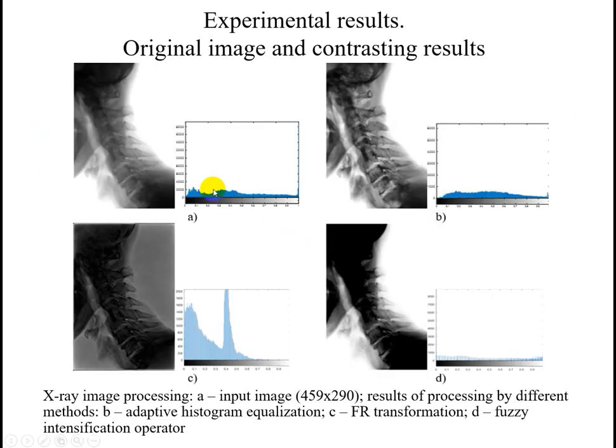Here we can see one of our source images. It is an X-ray image of part of a human spine. And here is a histogram. As you can see, this is a low contrast image with 2 dark areas.